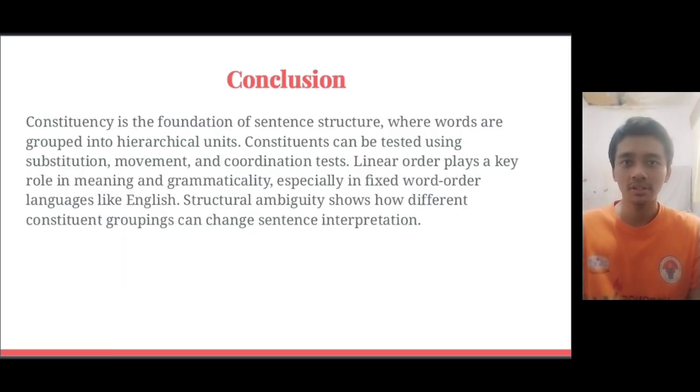So in conclusion, constituency is a foundation of sentence structure where words are grouped into hierarchical units. Constituents can be clustered using substitution, movement, and coordination tests. Linear order plays a key role in meaning and grammaticality, especially in fixed word order languages like English. Structural ambiguity shows how different constituent groupings can change sentence interpretation.